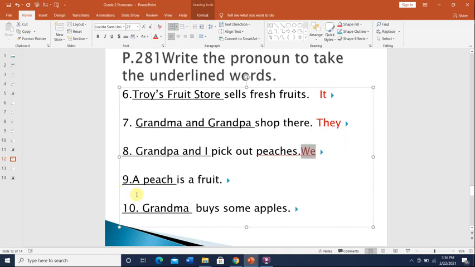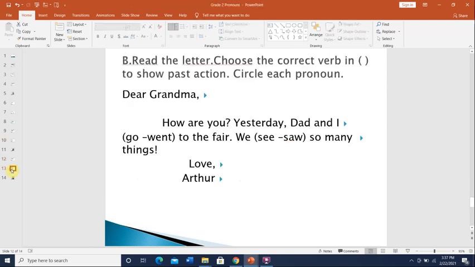Okay, a peach is a fruit. A peach. We're talking about a peach, which means there's only one, so it will be it. It is a fruit. So when the thing is only one, we use it. If it's plural, we use they. Grandma buys some apples. Grandma's a woman, so we use she. All right? Okay.